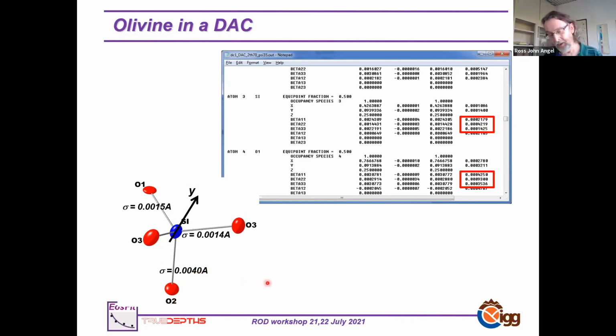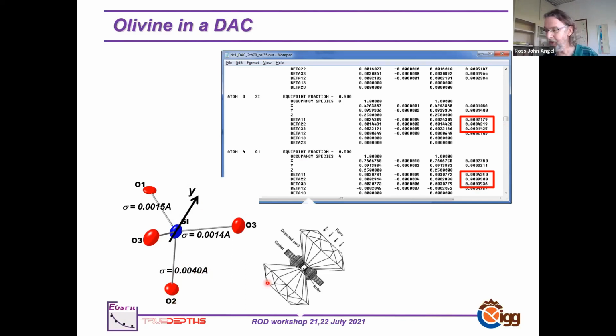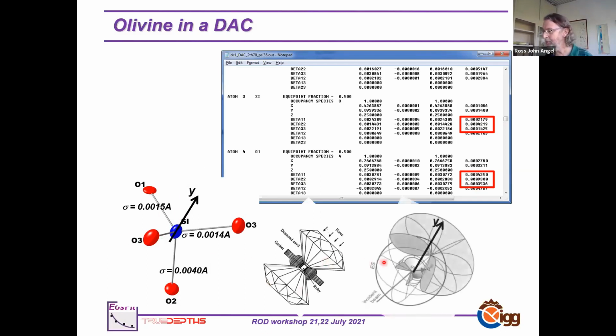And when we analyze the orientation of the crystal in the diamond cell, this is the relative orientation of the diamond cell. So this y-axis was close to the axis of the cell, and you will remember that that means we have very limited resolution along the y direction, and therefore we have very large uncertainties in the refined parameters.